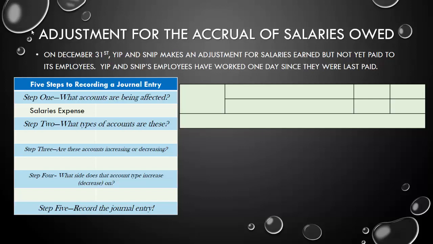And that is a payable. What is the payable for? It's for employee salary. So we're going to call it salaries payable. What type of accounts are these? Salaries expense is an expense account. Salaries payable is a liability. Are they increasing or decreasing?